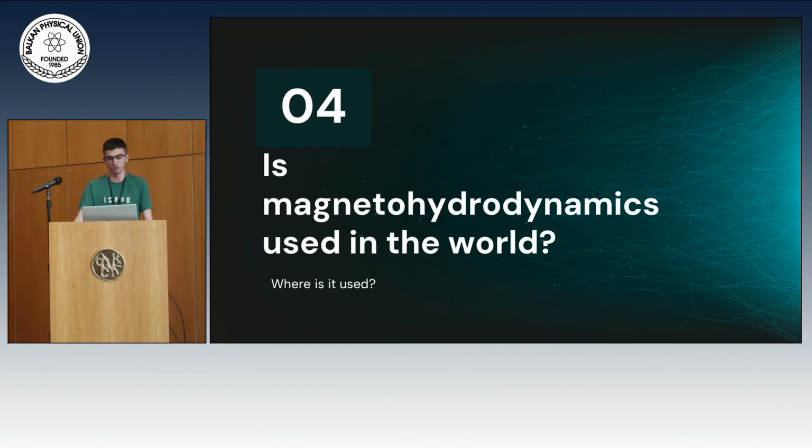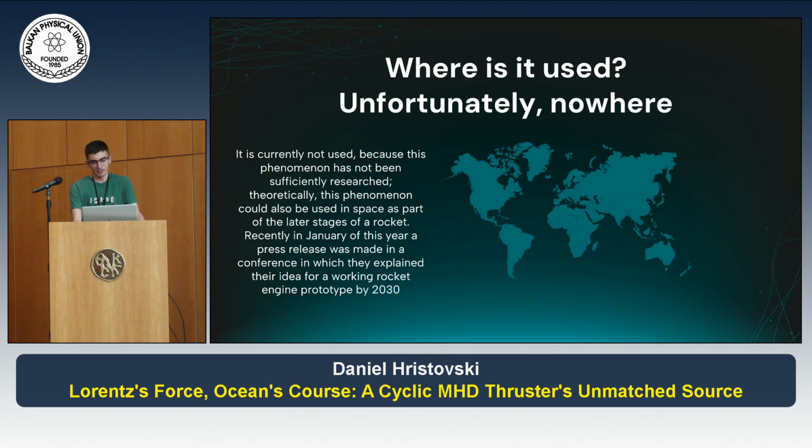Now, is magnetohydrodynamics used in the world? Or if it is, where it is used? Sadly, nowhere. It is currently not used because this phenomenon has not been sufficiently researched. Theoretically, this phenomenon could also be used in space as part of the later stages of a rocket. Recently, in January of this year, a press release was made in a conference in which they explained their idea for a working rocket engine prototype by 2030.